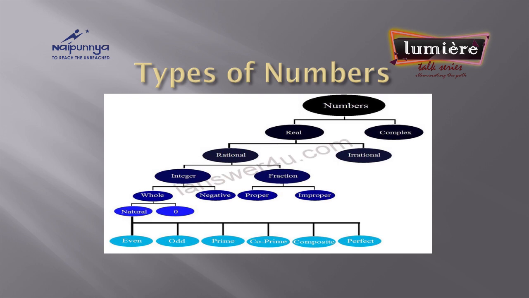Integers are again divided into two categories, whole numbers as well as zero. Fractions are generally of two types, proper fractions and improper fractions. Whole number consists of natural numbers as well as zero. Natural numbers are further divided into 6 headings, that is, even numbers, odd numbers, prime numbers, coprime numbers, composite numbers as well as perfect numbers. Now let us see this in detail.